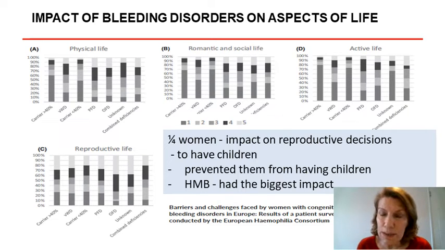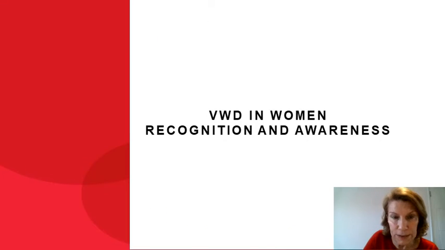So these female-specific bleeding symptoms have a significant impact on the quality of life of women, and this is a survey that we did last year through the European Hemophilia Consortium. Women with von Willebrand disease reported significant impact on their physical, romantic, and social aspects of life, their activities, and most importantly, on their reproductive life. About 1 in 4 thought that having von Willebrand disease impacted their reproductive decision to become pregnant or have more children, and the symptom that had the biggest impact was heavy menstrual bleeding.